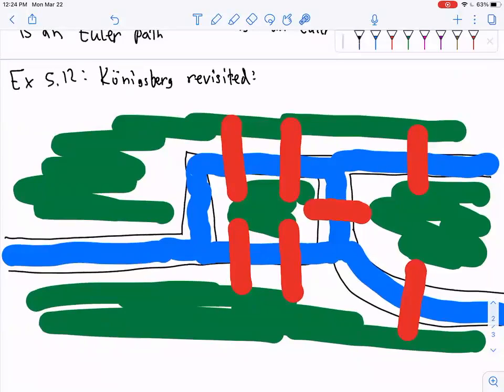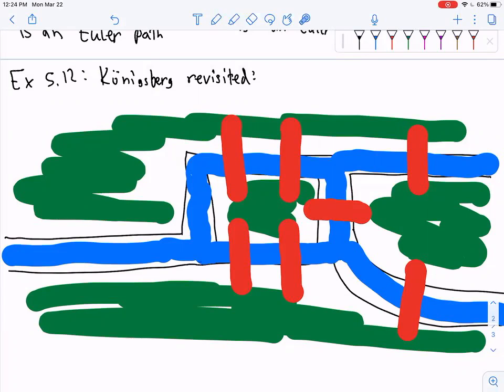Okay, and if you remember from last time, we have an island here that's green. We have a land mass here that's green. We have the north shore and the south shore that are also green. We have this blue water that we can't get across unless we take these bridges that are in red. So we have seven bridges, and we asked ourselves, can we walk around all of these bridges?